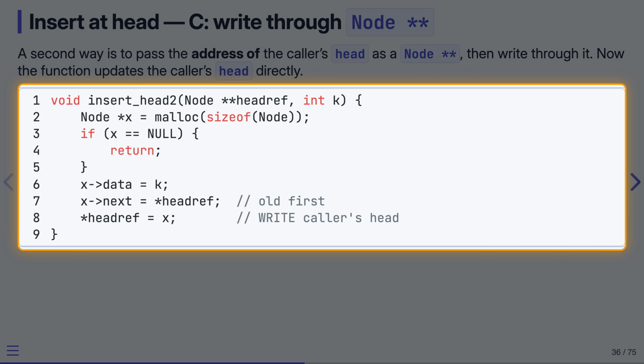There is a second way. We take a node pointer to pointer called headref. This is the address of the caller's head, so we can write straight into it. Again we malloc X and return if it is null. We set X arrow data to K. We set X arrow next to star headref, the old first node. Then star headref becomes X. That line writes the caller's head for us, so no return value is needed.